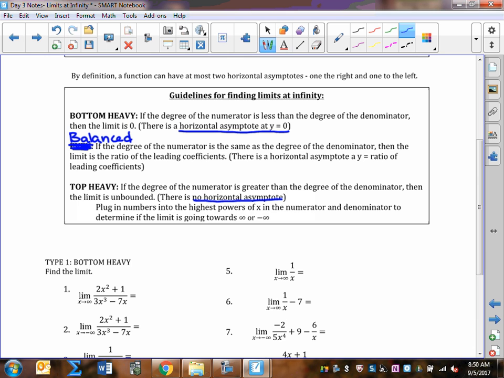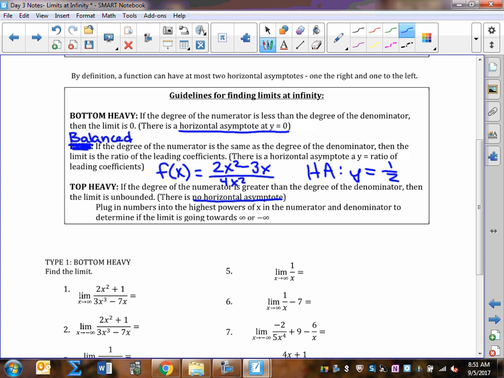And then balanced: if the degrees are the same, so the largest degree at the top is the same as the largest degree at the bottom, then we have a horizontal asymptote by just taking the ratio of our coefficients. For a simple example, if f of x was 2x squared minus 3x over 4x squared, then our horizontal asymptote would be y equals 2 over 4, or 1/2. So that's going to be my end behavior, regardless of whether I'm going to the left or to the right. My horizontal asymptote is going to be the same.